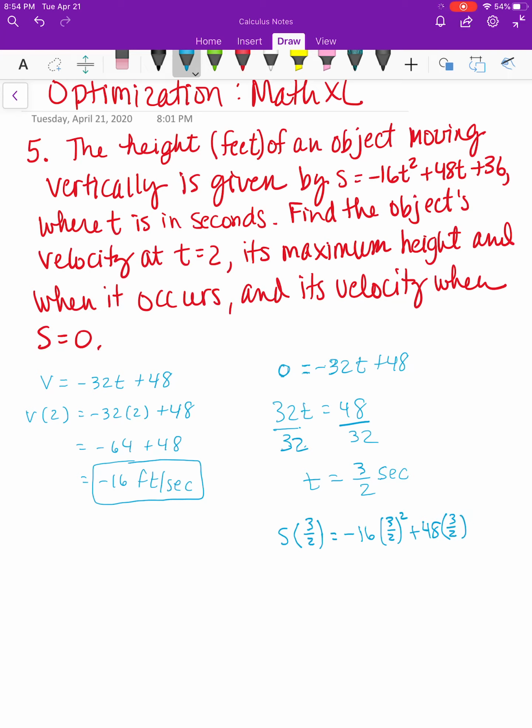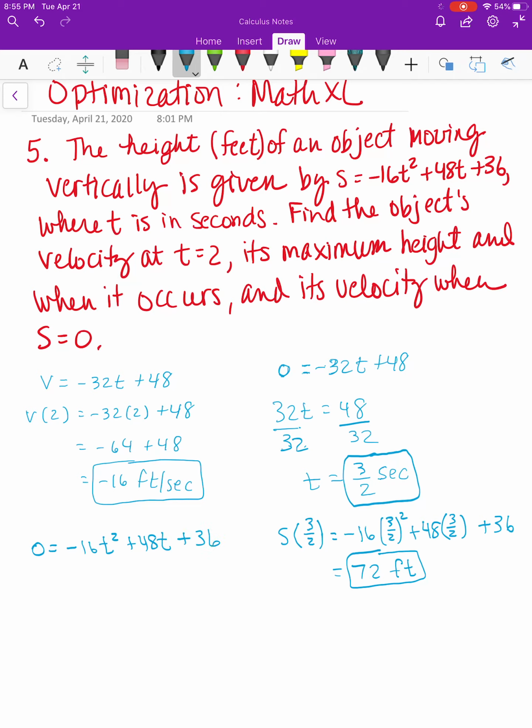So it's occurring at 3/2 seconds, and to find the maximum height, we're going to calculate s of 3/2. So that's going to be negative 16 times 3/2 squared plus 48 times 3/2 plus 36. And I just put that in my calculator, and it gave me 72. So this maximum height is 72 feet. So that was your second question.